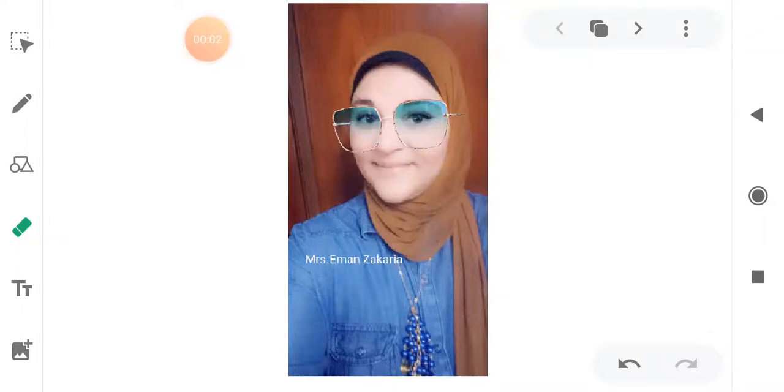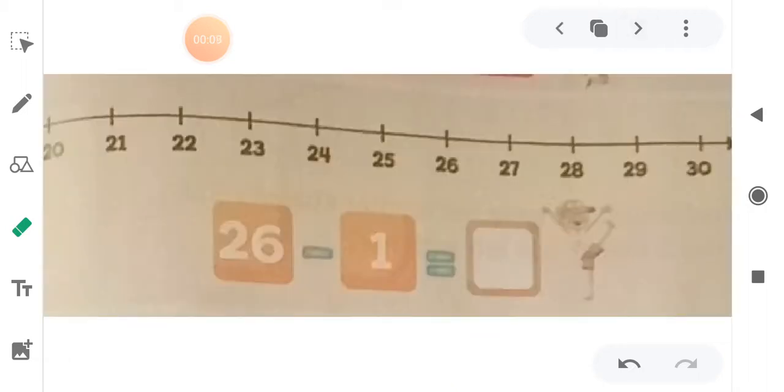Hello my lovely Grade 2 students. Today our lesson is about how to subtract by using the number line. Let's see together.